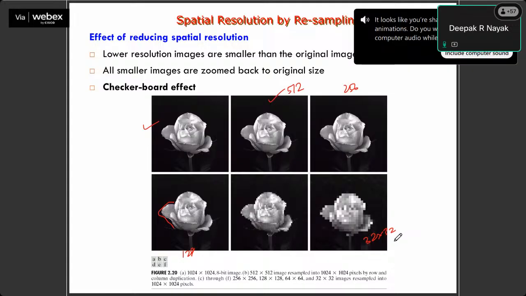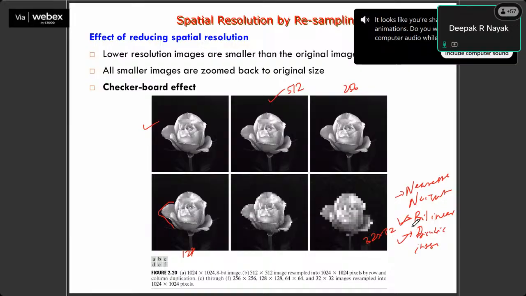So there are different interpolation techniques to resize the image. You might have heard about something called nearest neighbor interpolation. Nearest neighbor interpolation is one of the most popular ones, but not a good one. Then bilinear interpolation, and then there is something called bicubic interpolation. So these two are very, very important.